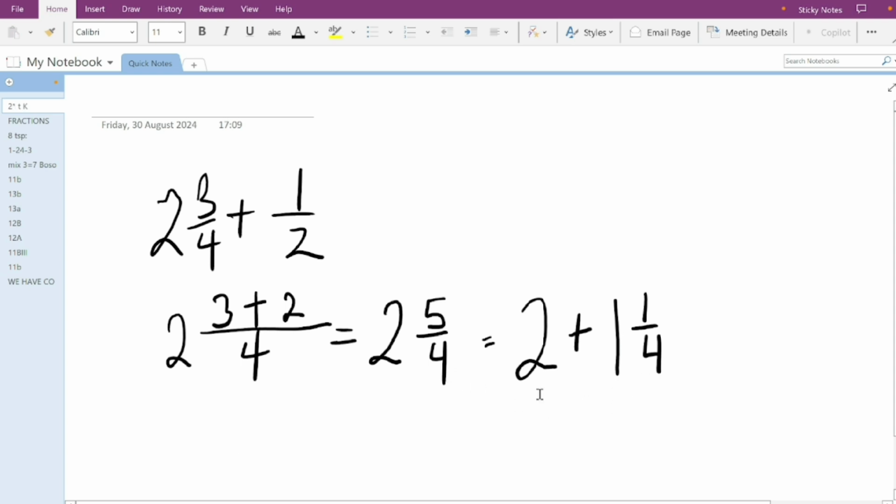We still have it like this. Then we can now join it as 2 plus 1. It will give us 3 whole number 1 over 4 as our final answer.